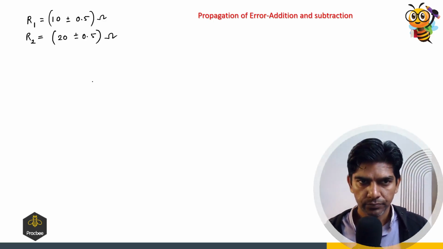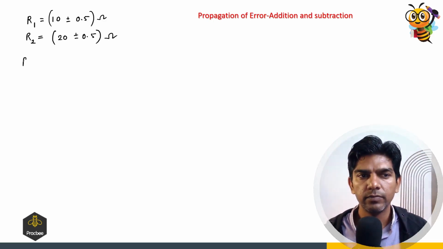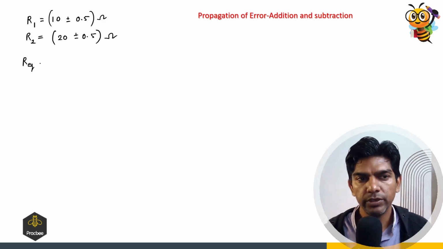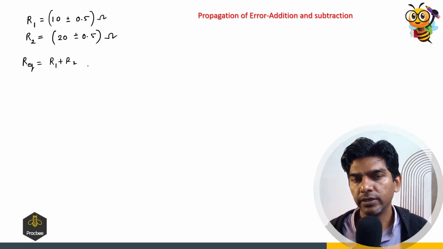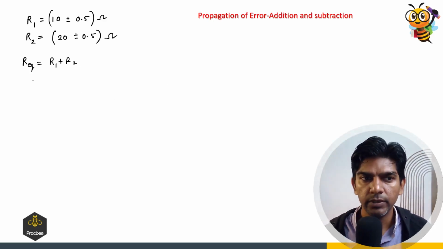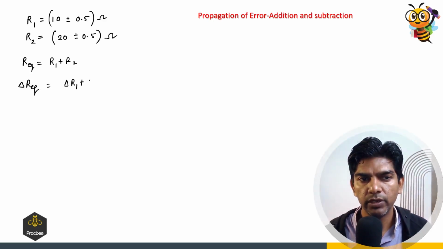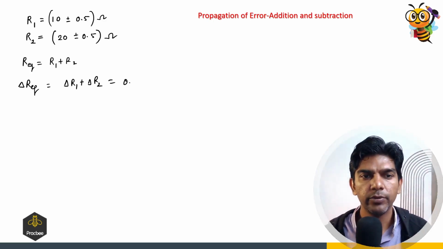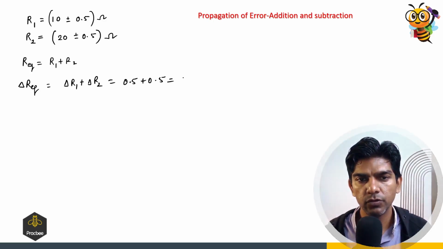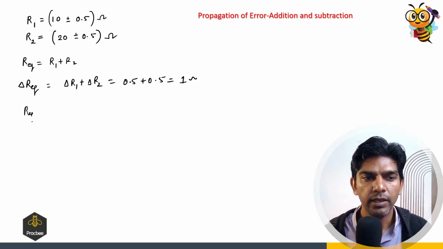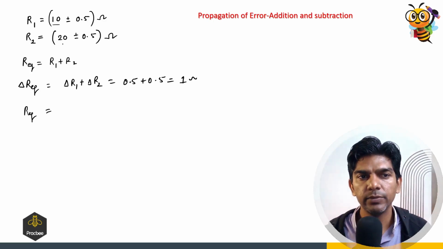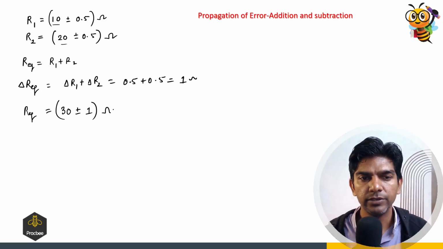We want to find the error in the equivalent series combination of these two resistors, which is R1 plus R2. When we are adding two physical quantities, their errors will also get added up. So the error in their series combination will be the sum of the individual errors. So this will be 0.5 plus 0.5, which comes out to be 1 ohm. So R equivalent will be R1 plus R2, 10 plus 20, 30. So 30 plus minus 1. That should be the answer.